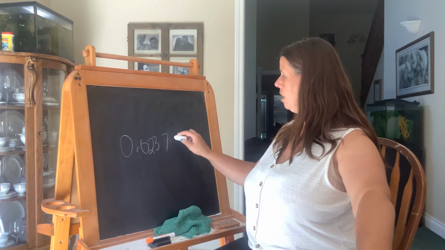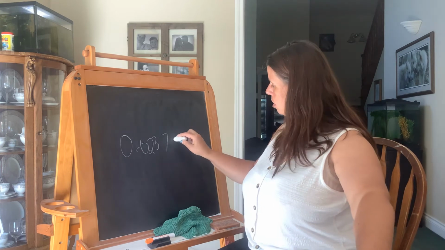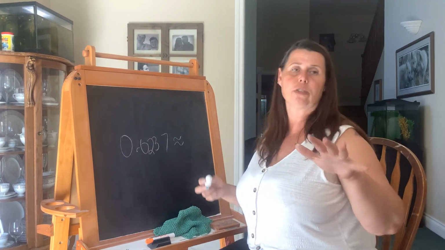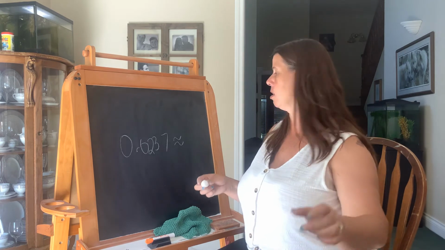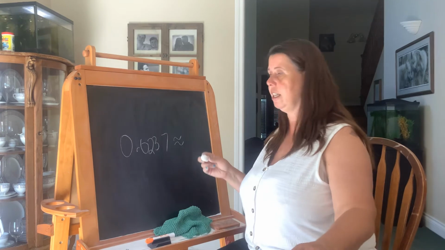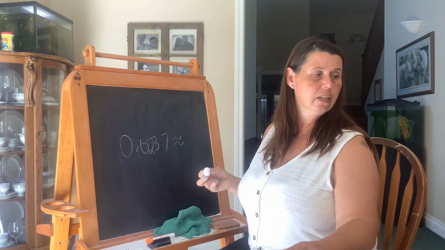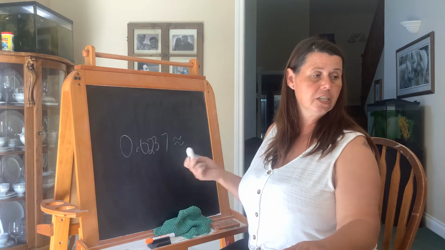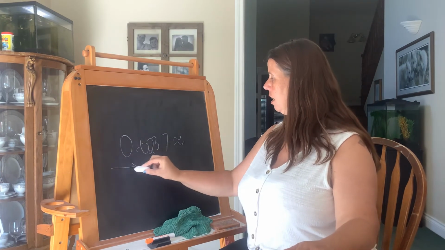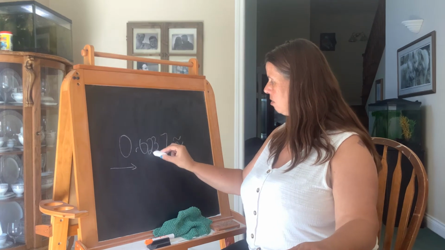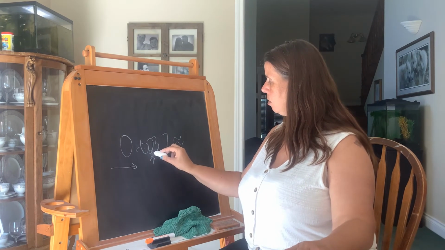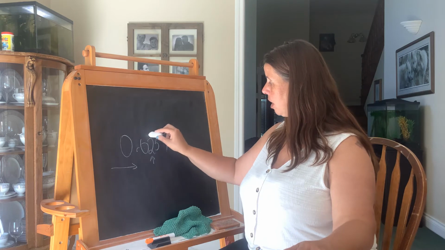0.0237, okay? And remember, I've told you this before, when you have wavy equals lines, it means equals approximately, or is approximately. So 0.0237 is approximately, that shows that you've rounded. The first digit that is not a 0 from the left. So coming from the left, the first digit that's not a 0 would be right there. So we are going to round the decimal to that. So that means we've got to look next door.